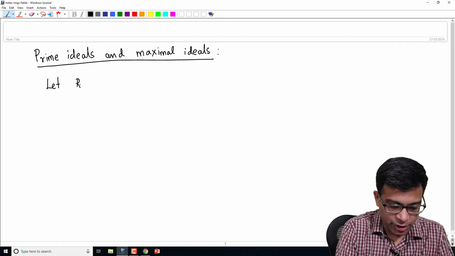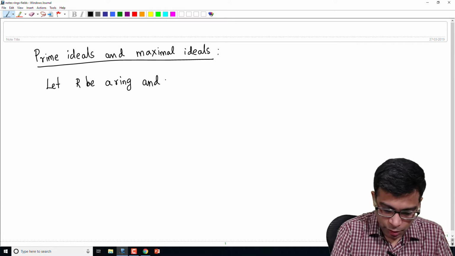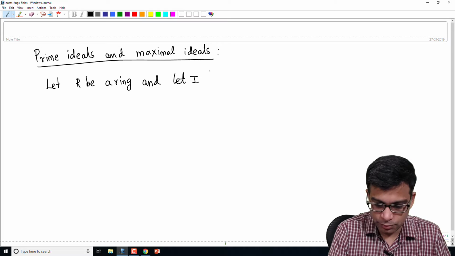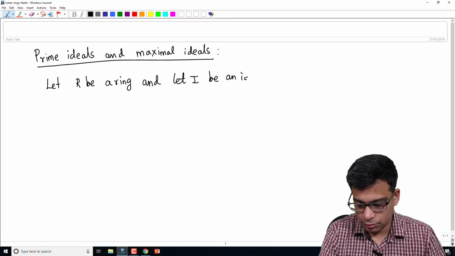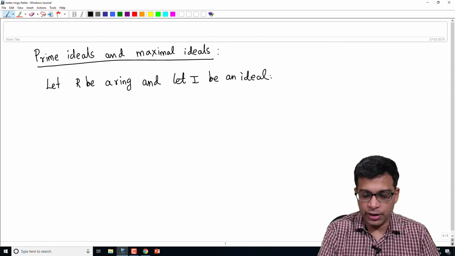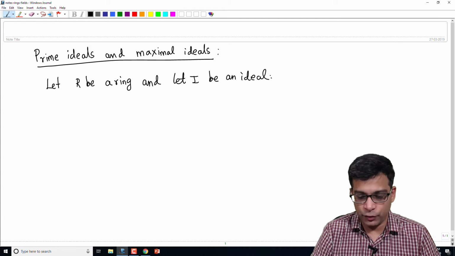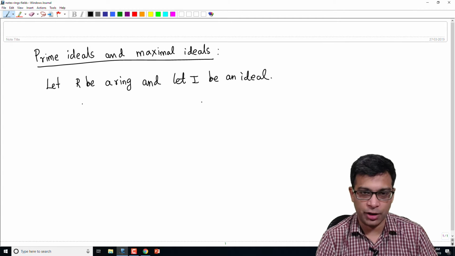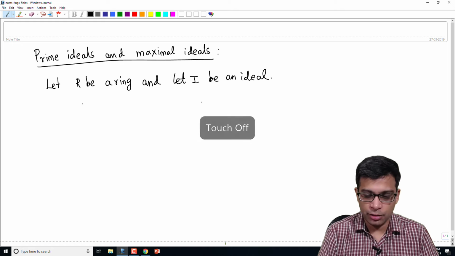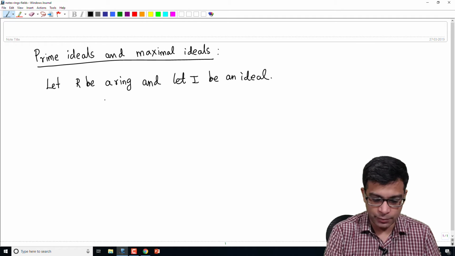So let R be a ring and let I be an ideal. Okay, so remember that I is an additive subgroup of the ring R with the property that if you multiply an element of I with any element of the ring R, you land again in the ideal I. So that's what makes this an ideal.